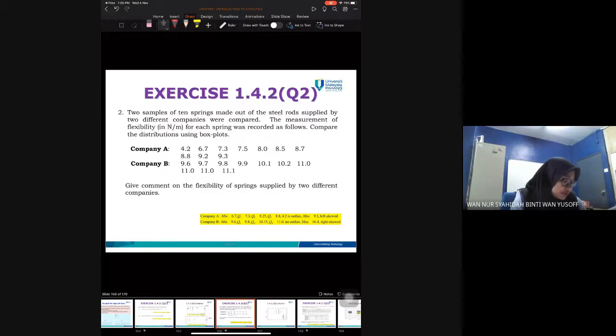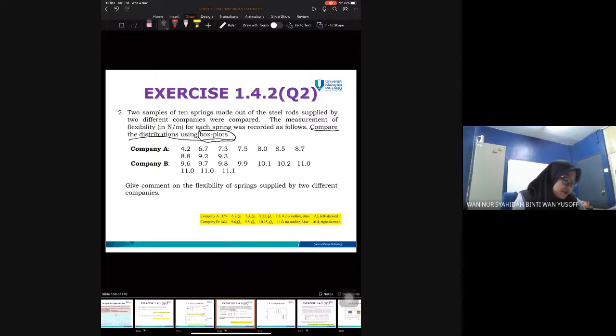We have 2 samples of 10 springs made out of steel rods supplied by 2 different companies that were compared. The measurement of the flexibility of each spring was recorded as follows. Compare the distribution by using box plot. So the keyword here is this: it is compulsory to compare the distribution by using the box plot.